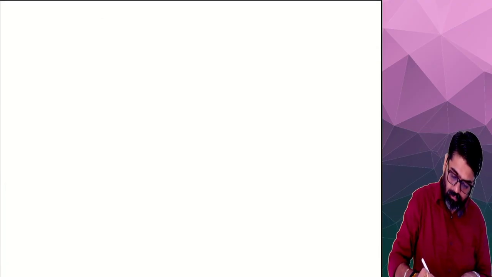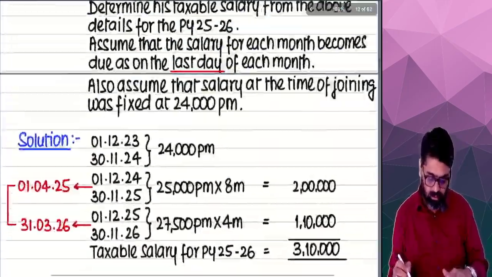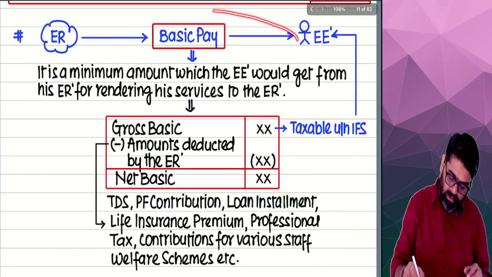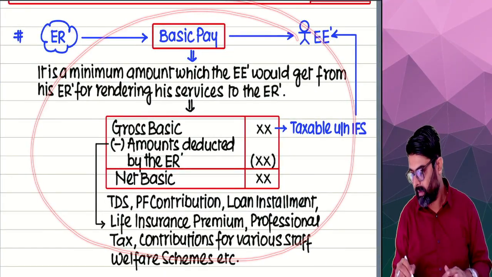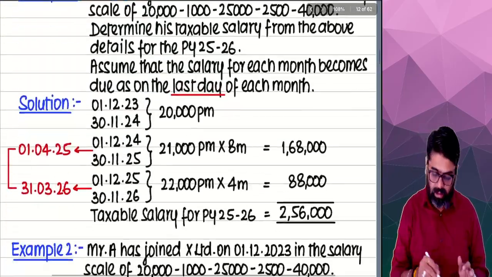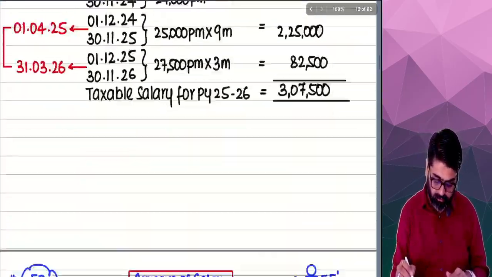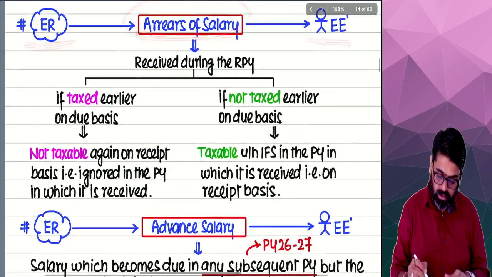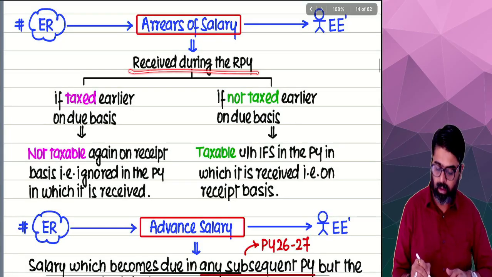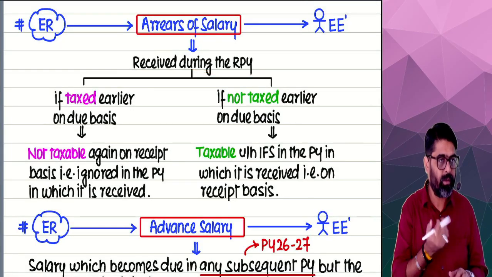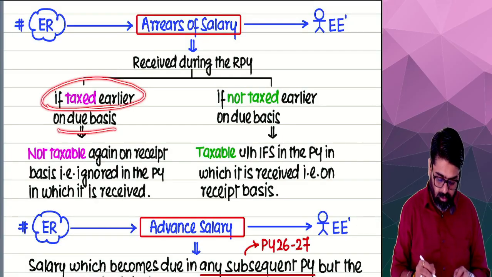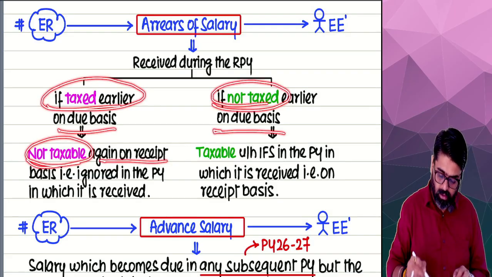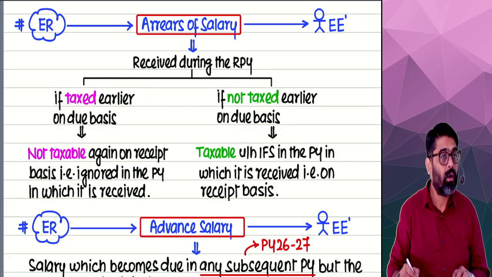So this is your salary. In your salary, can you see arrears? Wait, this was your basic salary. The entire discussion of this basic salary happened yesterday. Yes or no? Next one, salary under grading system, we have also discussed. Now this is arrears of salary. Employer is giving arrears to the employee. So arrears is received by the employee during the relevant previous year. If it was taxed earlier on due basis, it is not taxable again on receipt basis. If it is not taxed earlier on due basis, it will be taxable on receipt basis.